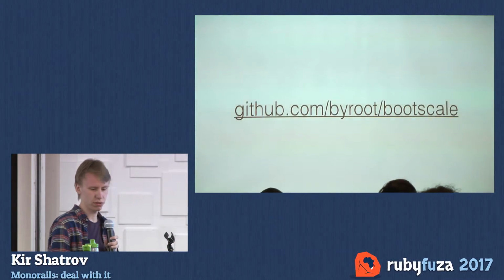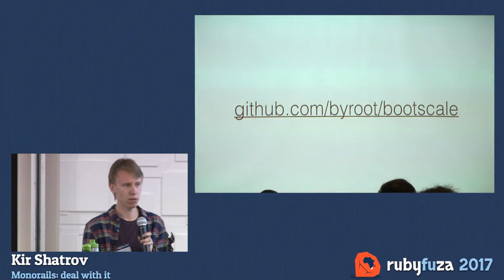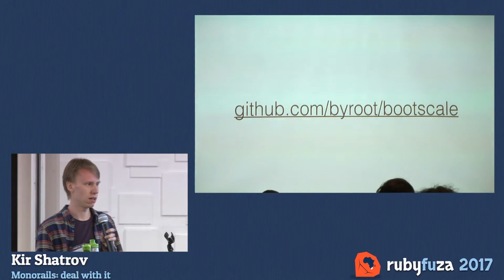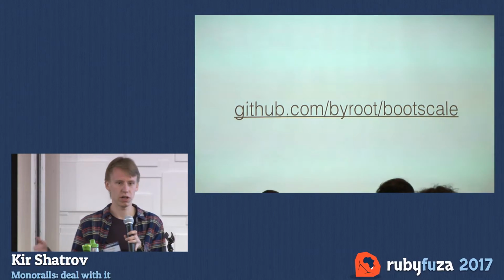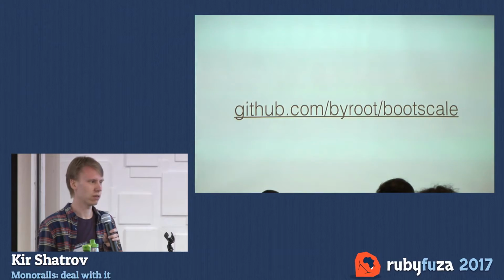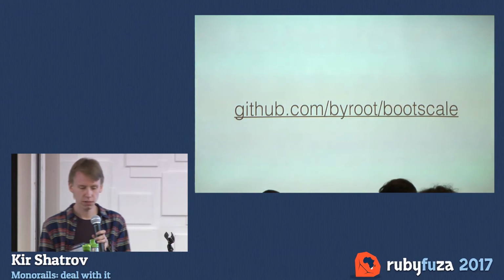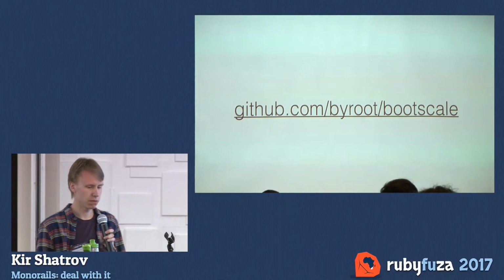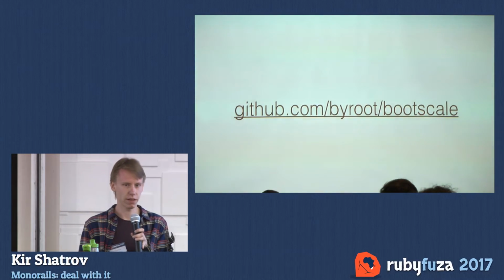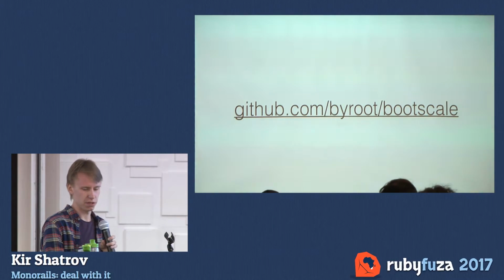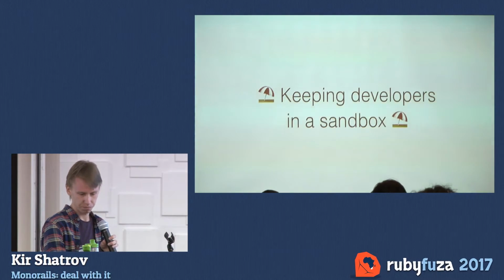So we try to open source all the performance things that we do. Sometimes these are Rails patches that go directly to Rails upstream, so we can make Rails faster for everyone. In this case, this is a gem. I will have a gist with all the links that I mentioned in my talk. But yeah, this gem is called Bootscale.